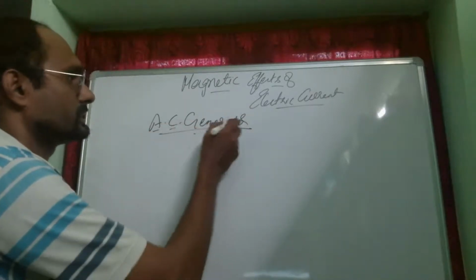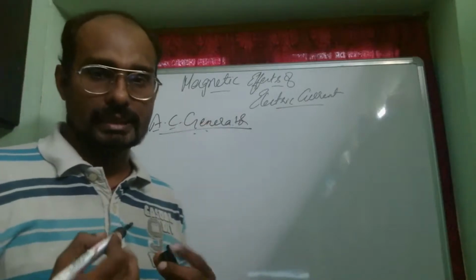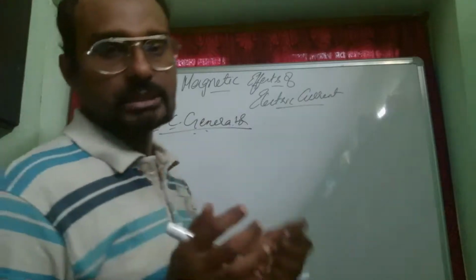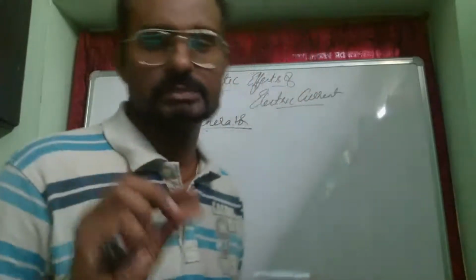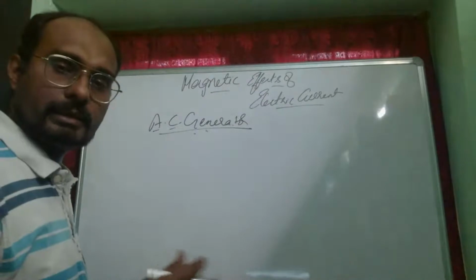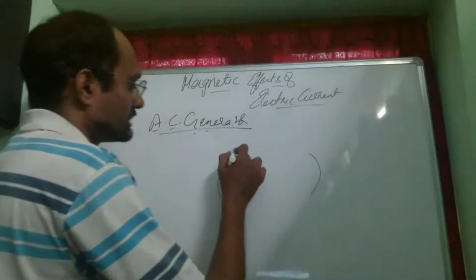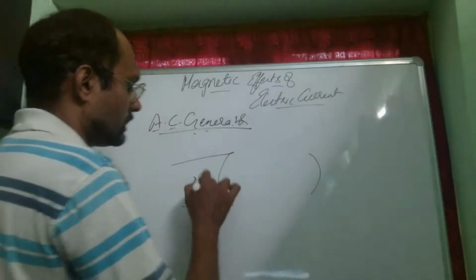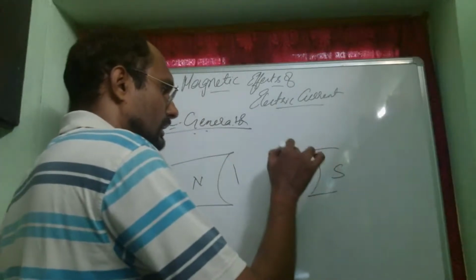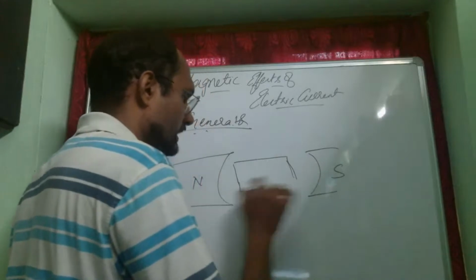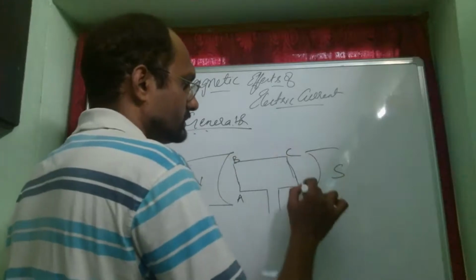What is an AC generator? AC, alternating current generator. It is converting the mechanical energy that is provided by us into electrical energy. The arrangement of AC generator and DC motor are almost the same except for a very small change in the construction and a very big difference in the function. We have the same two semicircular strong magnetic poles, north and south, in which we are placing a rectangular coil, say A, B, C, D.